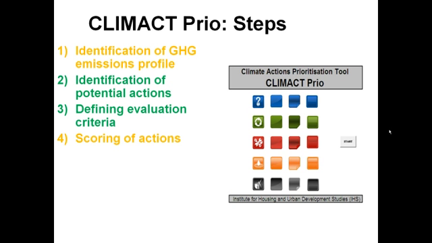Then the next step is to really assess the performance of these alternative potential actions, measures, against our evaluation criteria, to see to which extent they meet our criteria, our objectives, to which extent they reduce greenhouse gas emissions, to which extent they reduce local air pollution, and so forth.